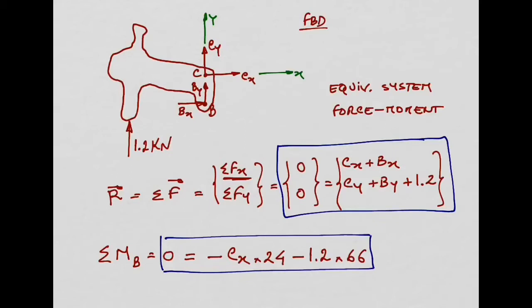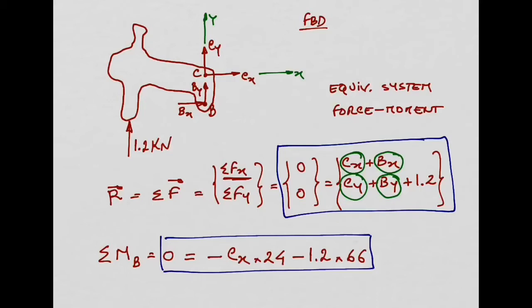And now we need to look at, so these are the 3 equilibrium equations we have. And now we need to look at the number of unknowns that we have. So let's see. We have Bx, By, Cx, Cy, right? These are the reactions we don't know. So we have 4 unknowns for 3 equilibrium equations, which means we don't have enough equilibrium equations for our unknowns. So we have to do something more.